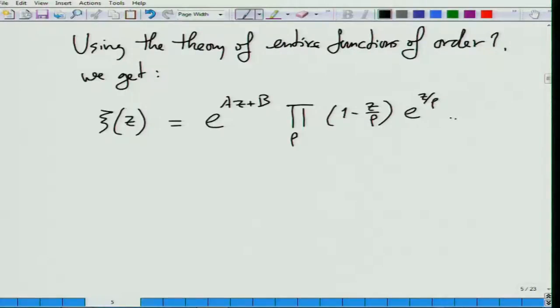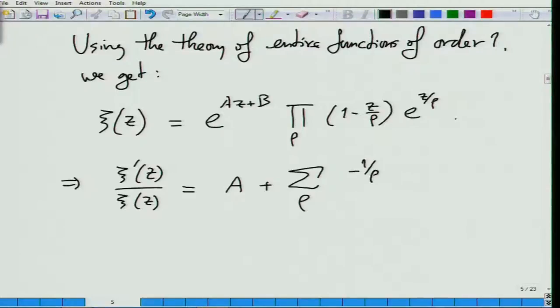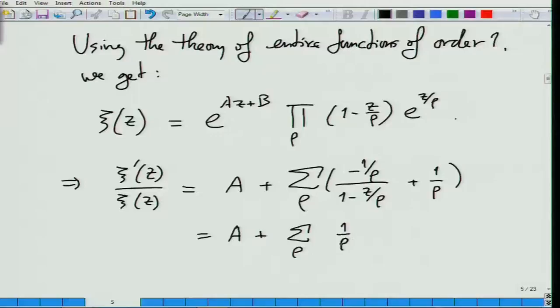Now that we have this product expression, what is psi prime over psi? That is easy. That is a plus the sum over rho of minus 1 over rho divided by 1 minus z over rho, plus 1 over rho. So, this is what we get. Again this is a familiar expression we saw already for gamma prime over gamma, but of course, the sum is over non-trivial zeros instead of integers. So, this is a little more difficult to analyze, but we already get some very interesting things.